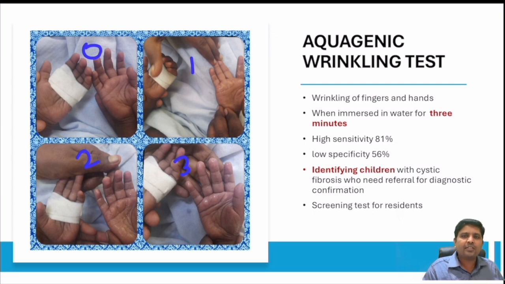What is this aquagenic wrinkling test? You keep the hand of the child, one hand free to compare. Another hand you need to immerse in a bowl full of lukewarm water or tap water. At the end of each and every minute, you need to take the hand that is immersed in water and compare to the hand which is kept out of the water.